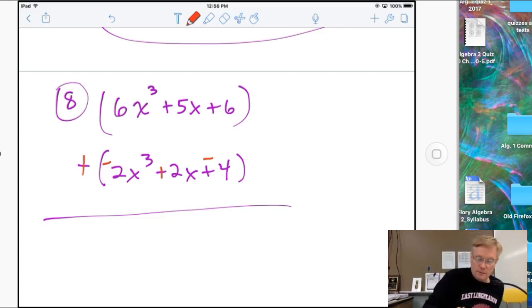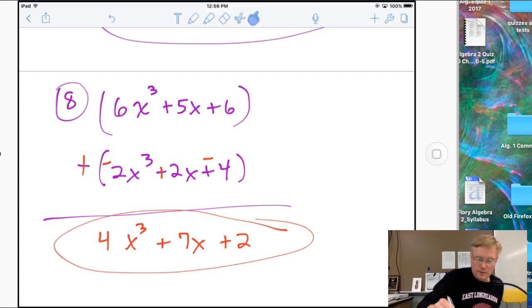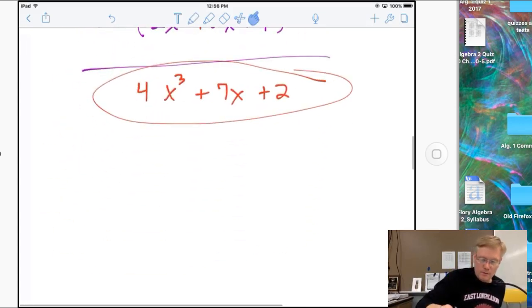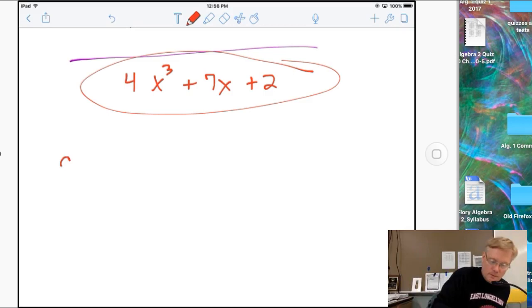So once again, keep the x cubed as it is. 6 minus 2 is 4. 5x plus 2x is 7x. And 6 plus negative 4 is 2. And that is the answer. I think you should try this one. We'll do this as a you try.